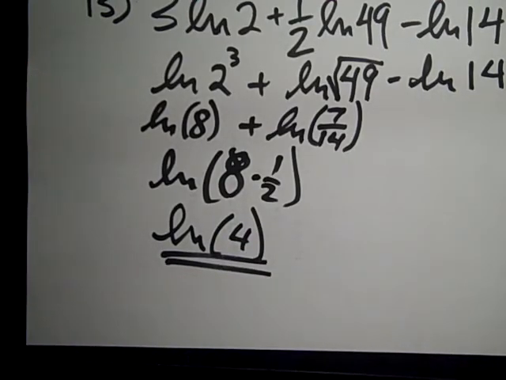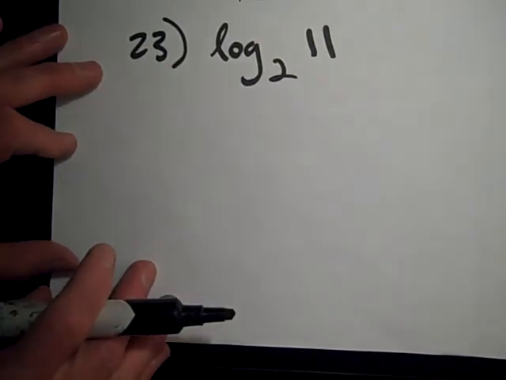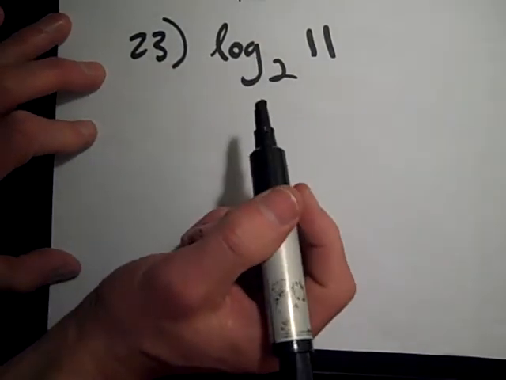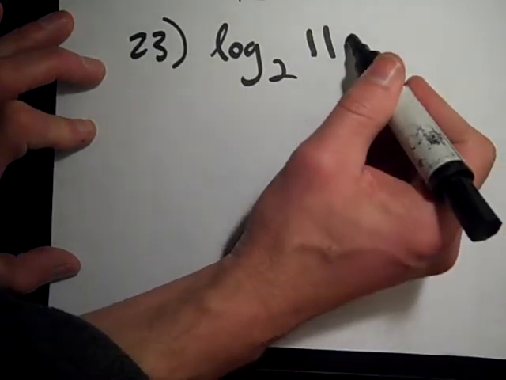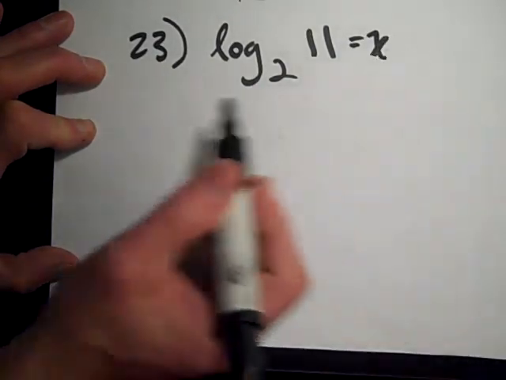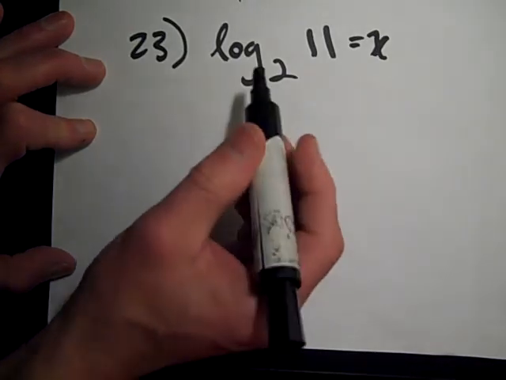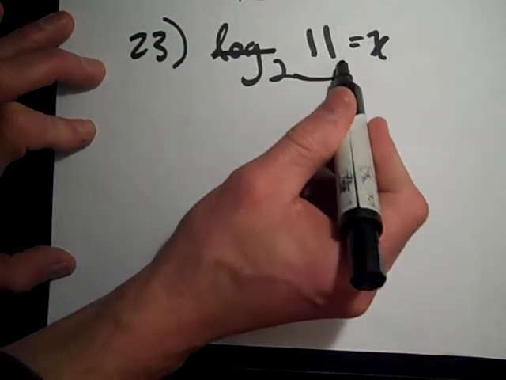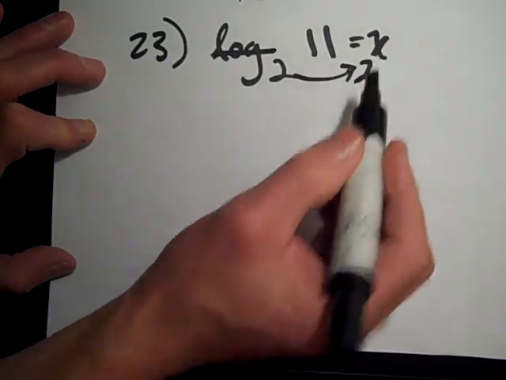The next one we're going to do is from problem 23. We've got the log base 2 of 11. I don't know what that is, so I'll set that equal to x, and we're going to derive what's called the change of base formula. I can cross this out and bring that over as the base number like we learned last lesson. So 2 to the x equals 11.